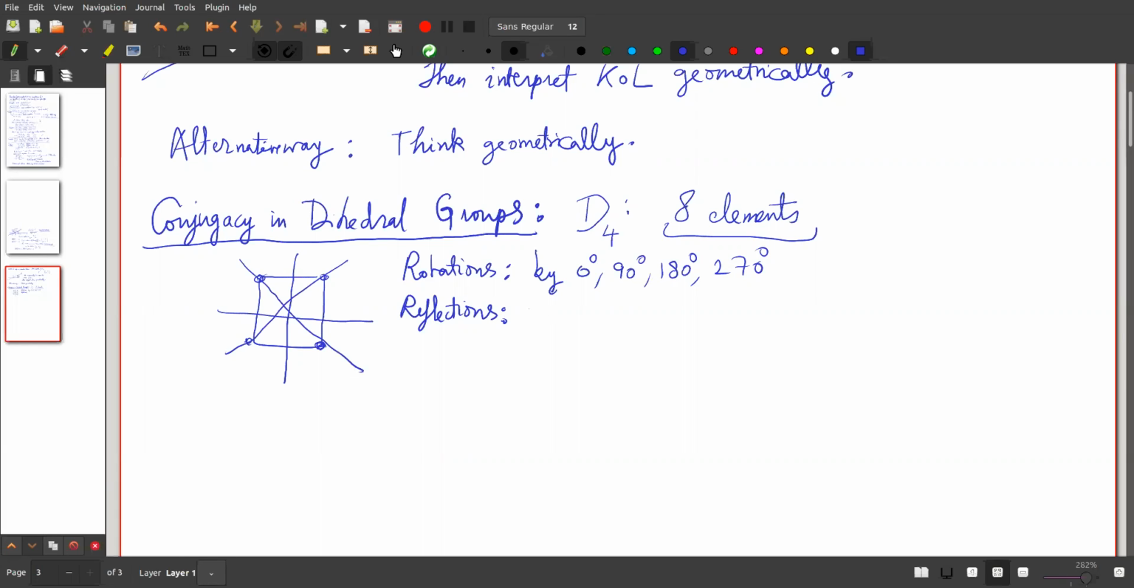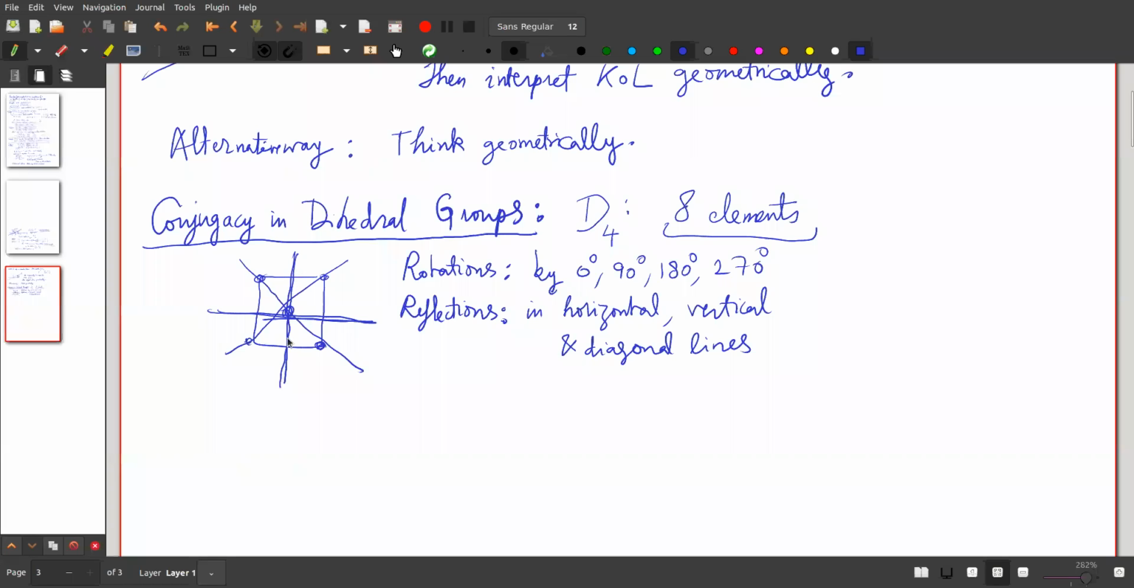Reflections in horizontal, vertical, and diagonal lines. Of course, we understand what we mean. When I say horizontal line, I mean this line passing through the center of the square. When I say vertical, I mean this line passing through the center of the square, and the diagonal lines like this. So these are the 8 elements.